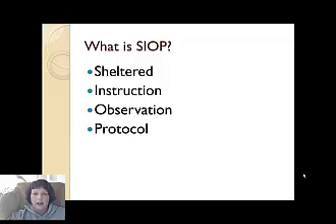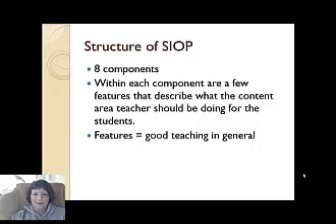state standards for science. The structure of SIOP includes 8 components that are just kind of some basic elements of teaching. And then with each component, there are a few features. Depending on the component, there could be anywhere from 5 or 6 features to just 2 or 3 that describe what the content area teacher needs to be doing for the students within that component. And the features, again, there are 30 features in all.